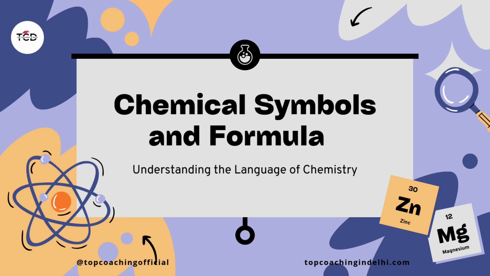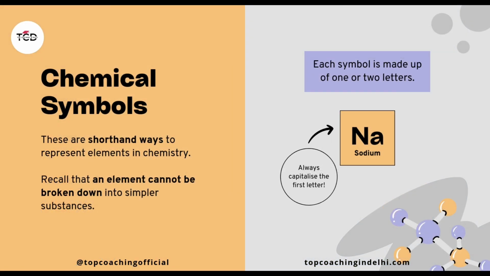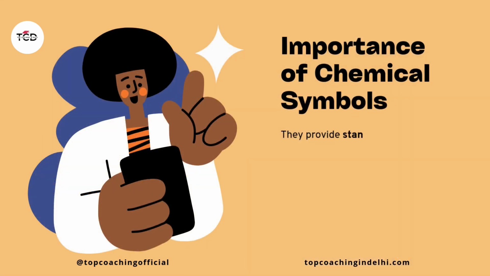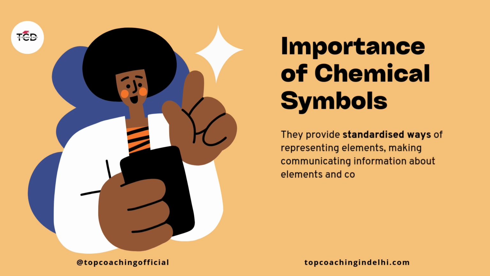Chemical symbols and formulae. Chemical symbols. These are shorthand ways to represent elements in chemistry. Recall that an element cannot be broken down into simpler substances. Importance of chemical symbols. They provide standardized ways of representing elements, making communicating information about elements and compounds easier.